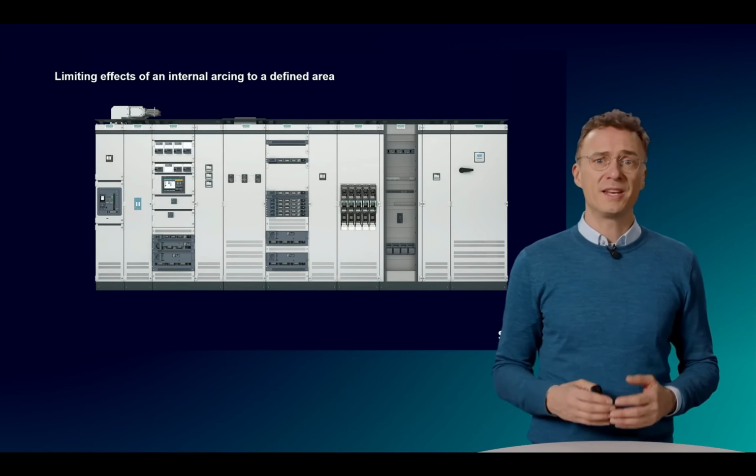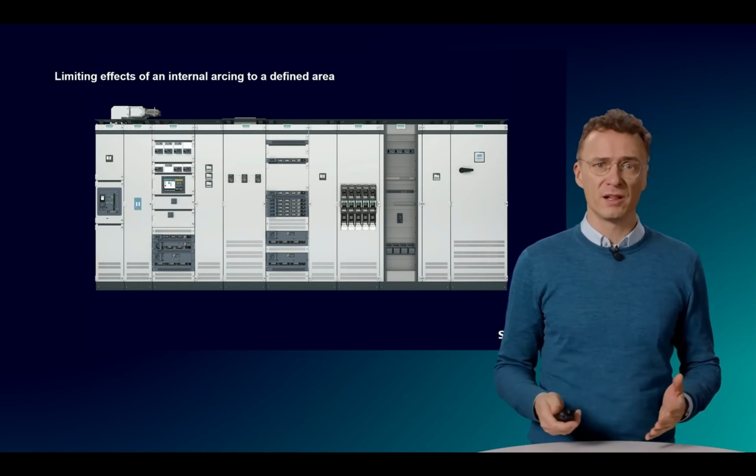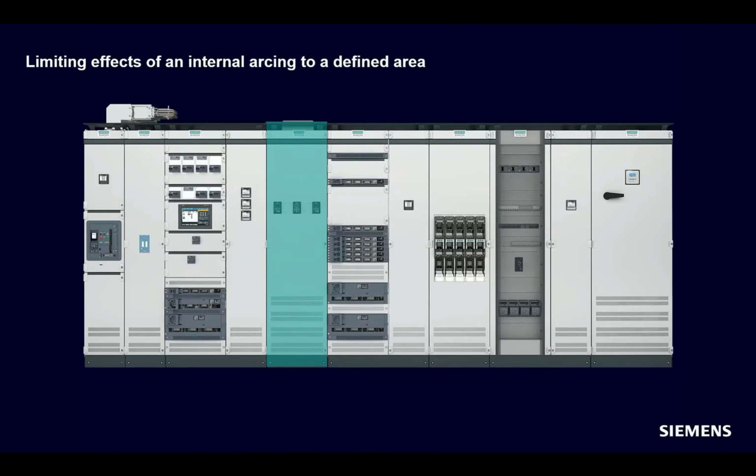For example, a defined part can be a cubicle of the switchboard. This would then have to be replaced after the event. Or you can narrow down the area further to one compartment. In this case, only the compartment with the withdrawable unit would have to be replaced in a system in withdrawable design. After the test, it's time to evaluate the test results. When is the test passed?